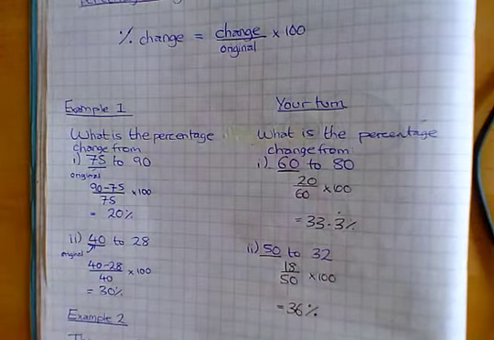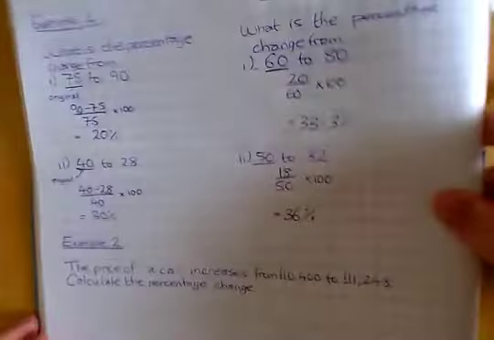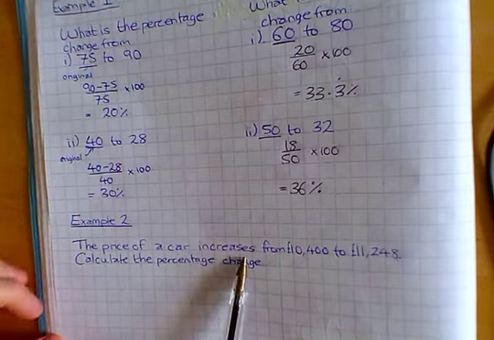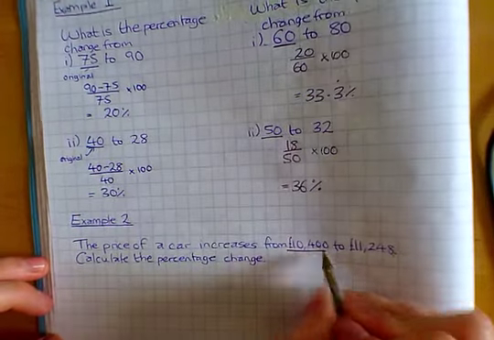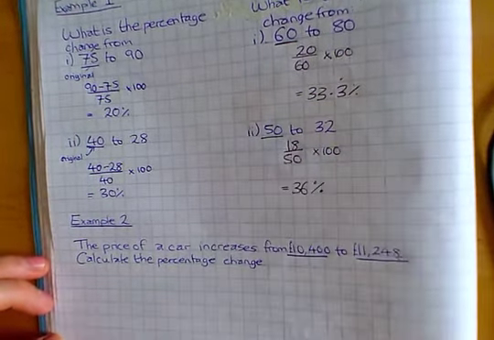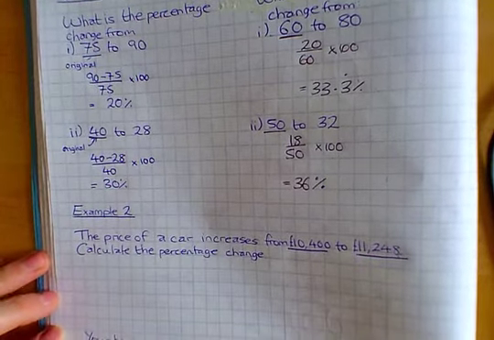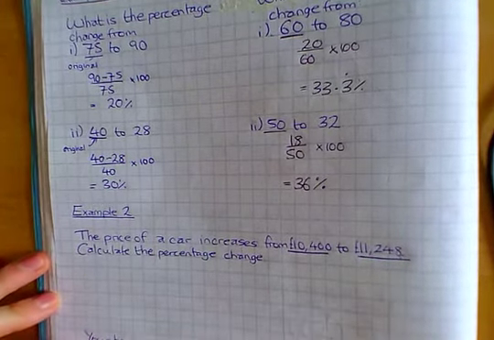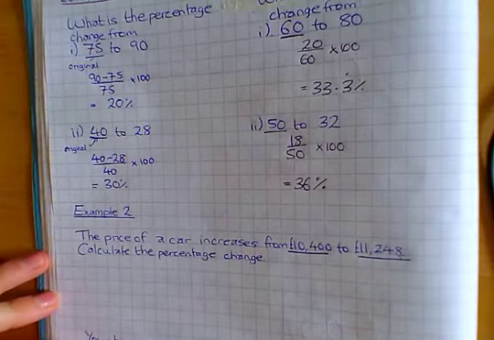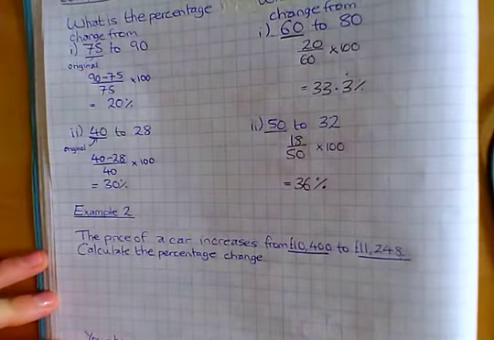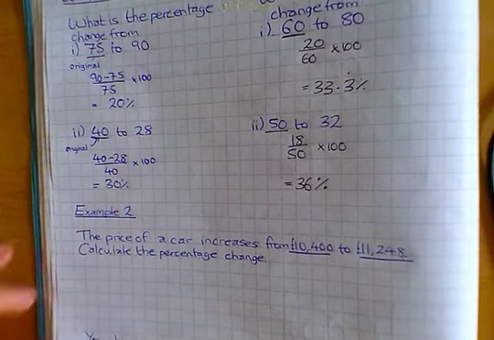If we now have a look at example 2, here we have got the price of a car increases from £10,400 to £11,248. Calculate the percentage change. Now here we're told that it's an increase. Up here we could obviously determine whether it's an increase or a decrease from the values, but here we're told the value's increasing from 10,400 to 11,248.